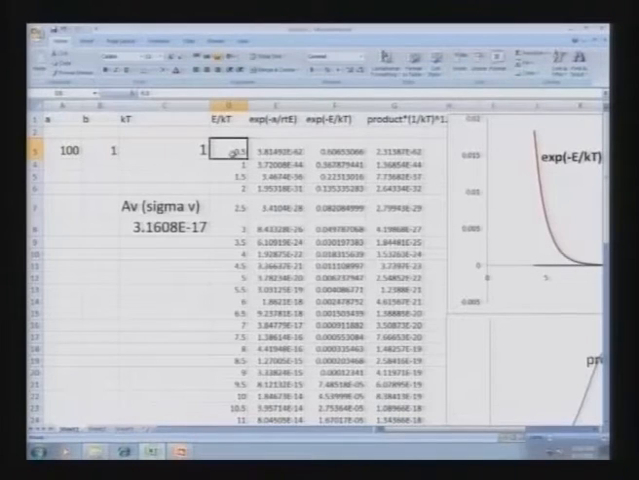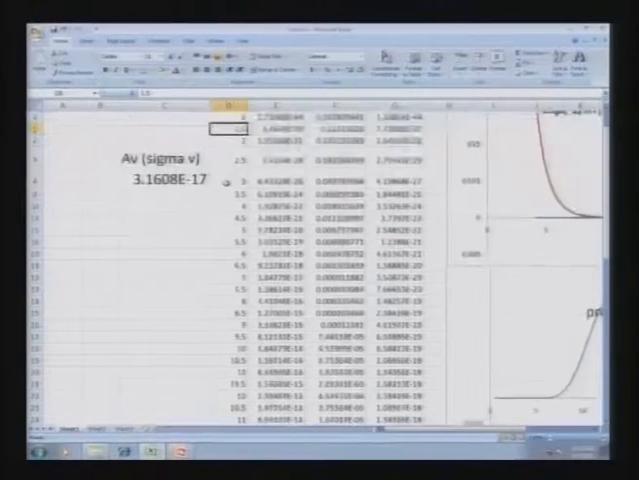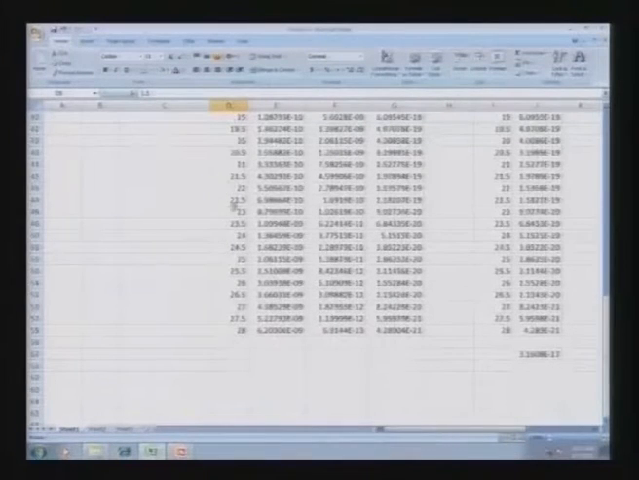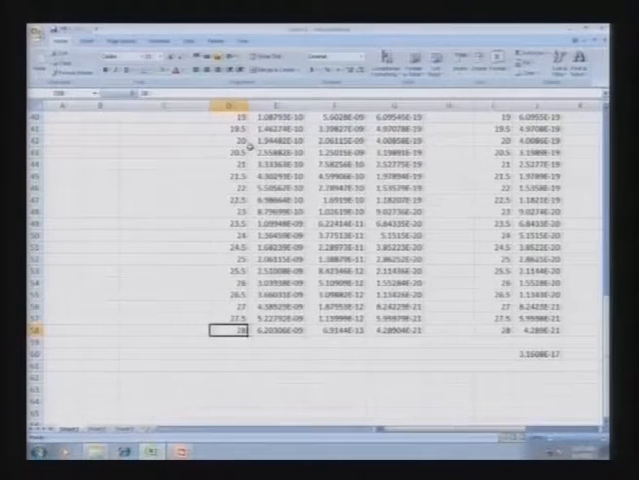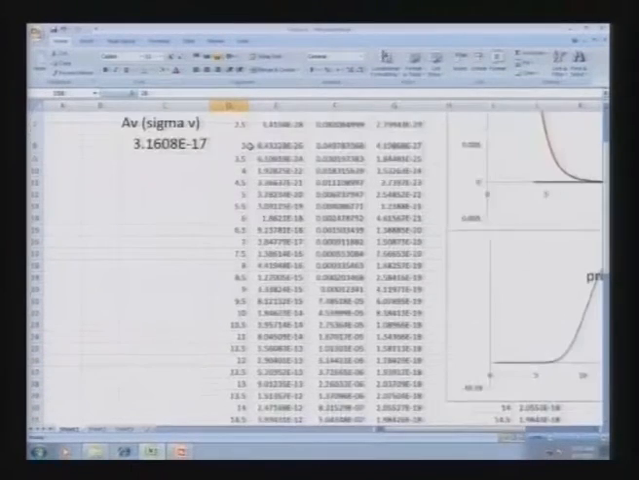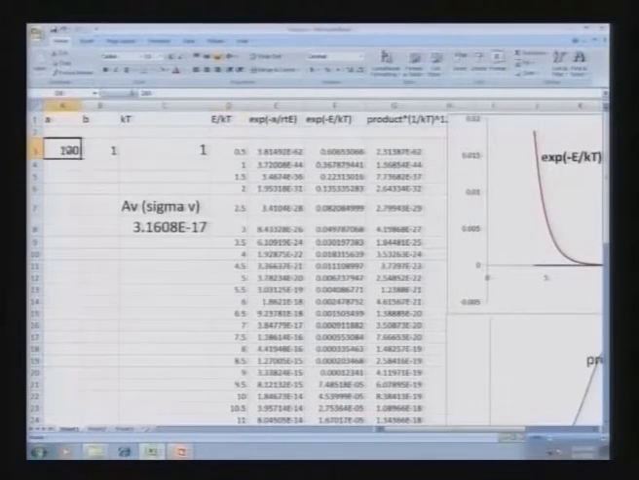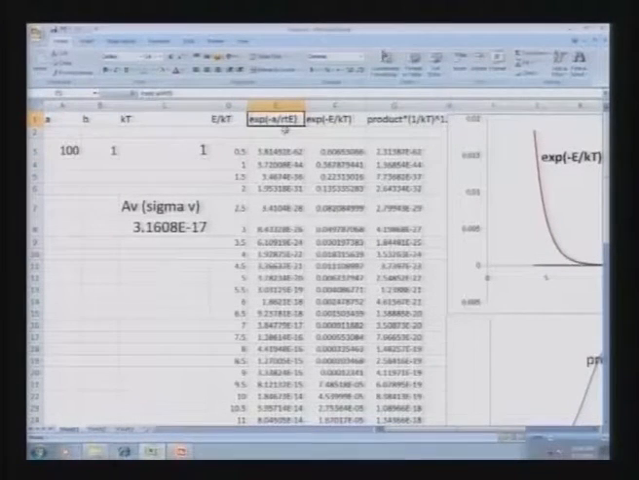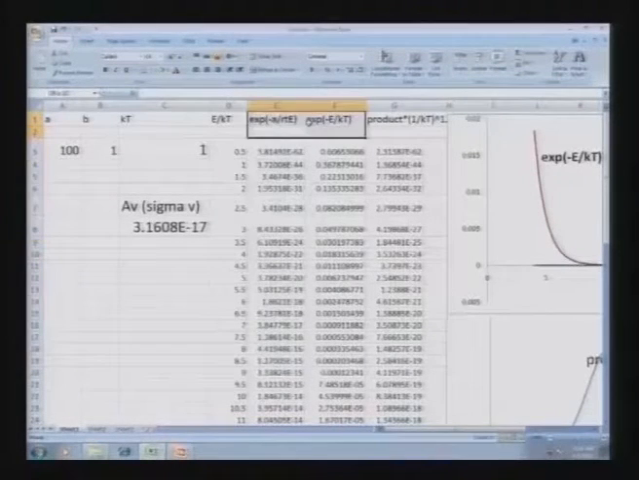So, E by kT I am taking 0.5, 1, 1.5 and so on, and it goes to large values up to 28. I have taken 28 times kT, up to there I have gone. So, A is there, kT is there, E is there. Then I am calculating here this e to the power minus a by square root of capital E. You can see here RTE is written, RT is for square root. So, this whole column is for e to the power minus a by square root of E, the first factor in our expression.